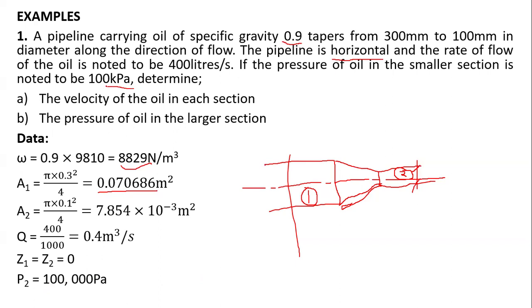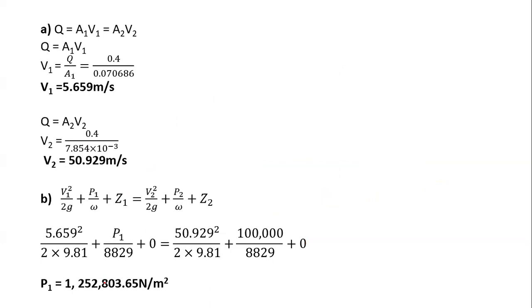We've just converted this 100 kilopascals to what we have here. Next, we have the discharge. Here we're trying to find the velocities, velocity 1 and velocity 2. We go back to the continuity equation, this formula for discharge. One thing we said is that A1 V1 is equal to A2 V2 because the rate of flow remains constant. The discharge remains constant.